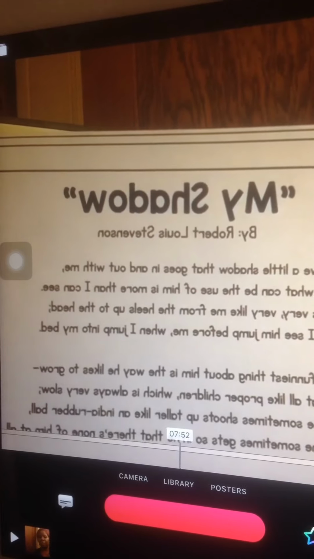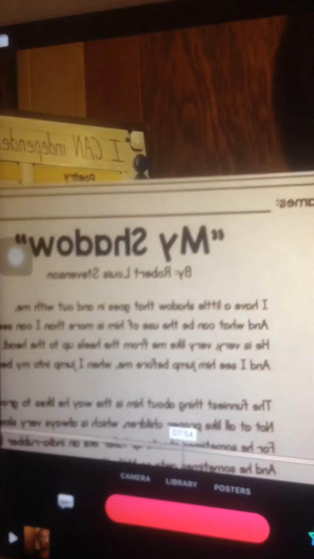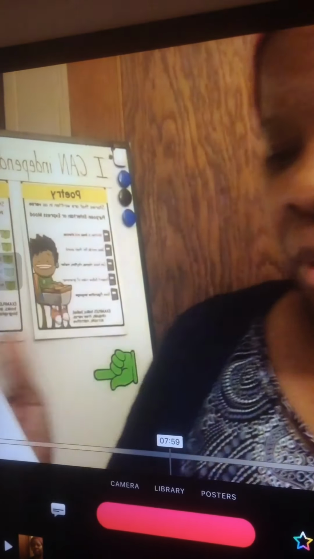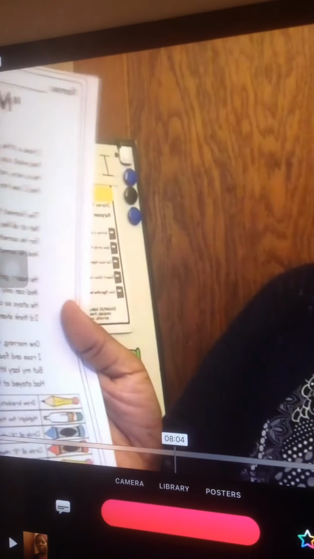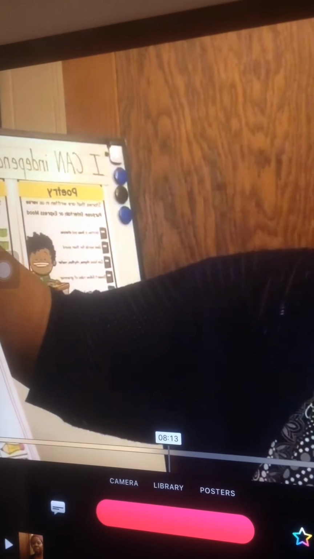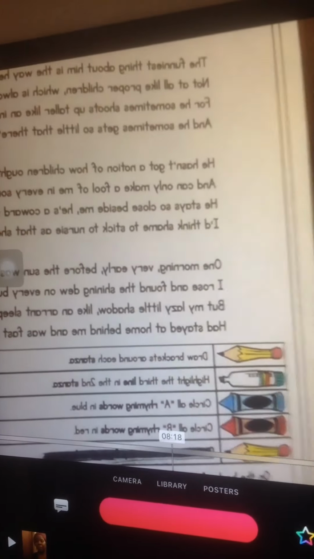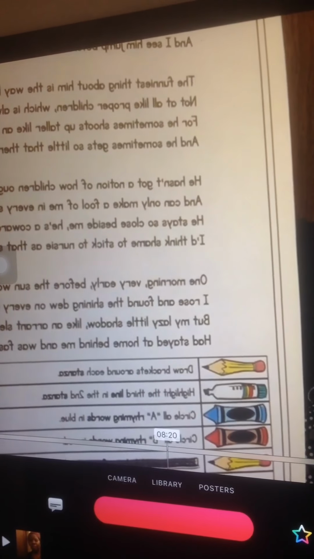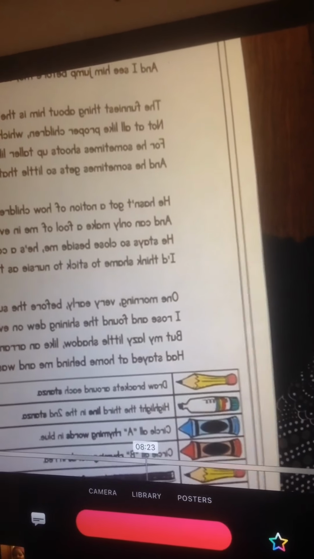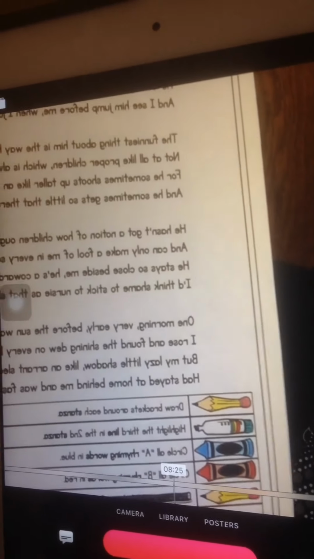So if you have AA, that means that both of those words rhyme. If you have BB, that means that both of those words rhyme. Okay? But with this one, they actually tell you something to do. It tells you draw brackets around each stanza. They tell you to highlight the third line in the second stanza. So this is going to be an example of you not only knowing how to identify the stanzas, but the lines as well, and then following the directions also.